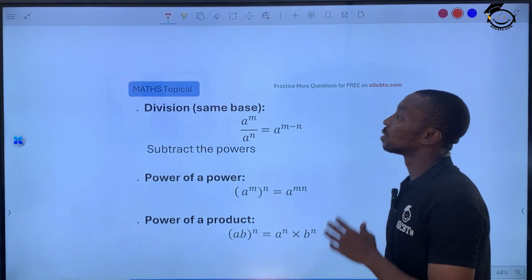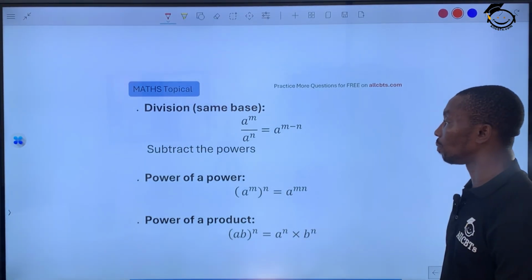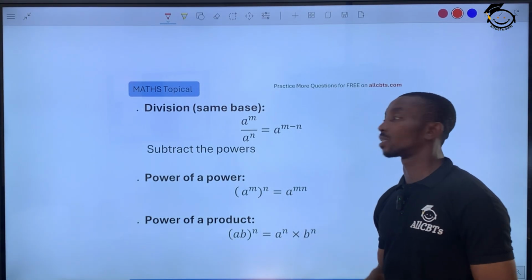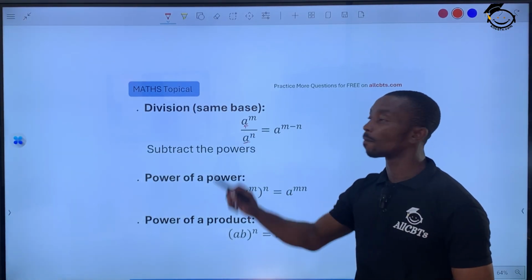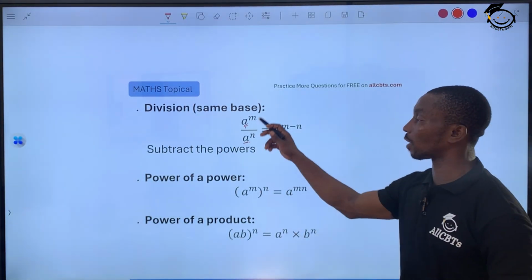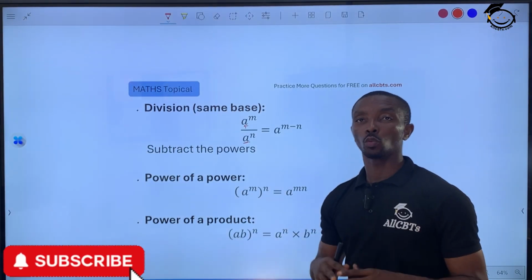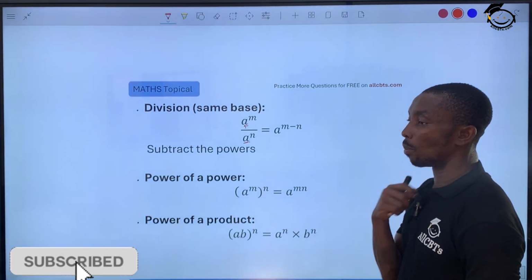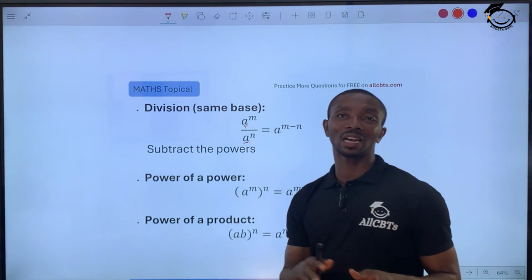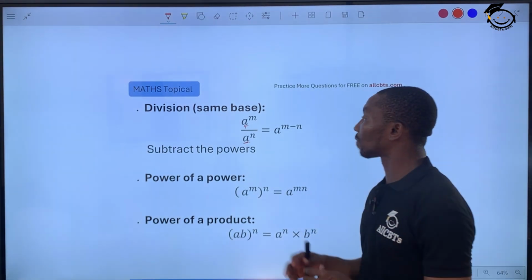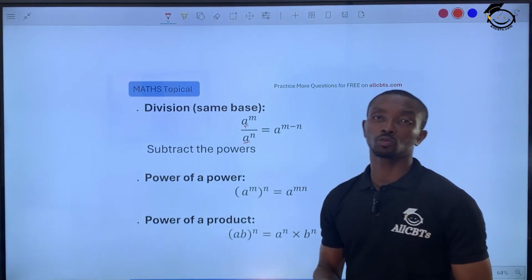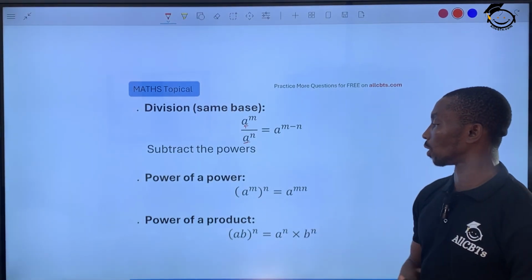Okay, looking at the division law, all right, when we still have the same bases and different exponents, we do what? We subtract. Remember, multiplication talks about adding your exponents, while division talks about subtracting your exponents.